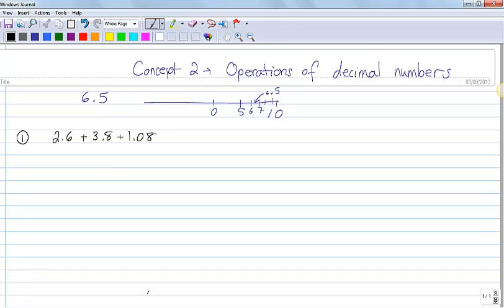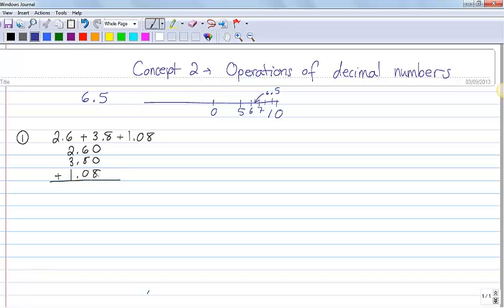Now, if it's written like this, right, I highly recommend that rather than writing it horizontally, you write it vertically. So we'll rewrite it 2.6, 3.8. You want to line the decimal places up in a nice pretty line, and 1.08. Let's add these three numbers together. Now, starting at the far right, we can put zeros in here as placeholders.